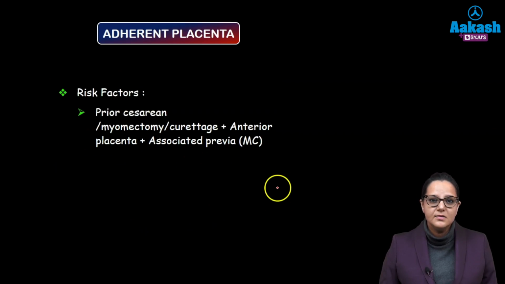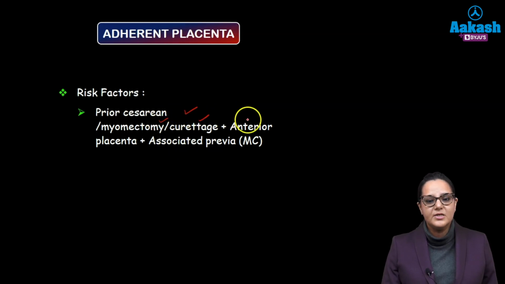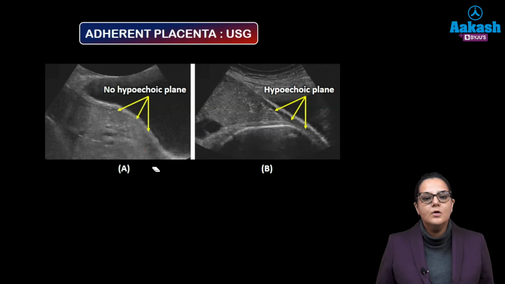What are the risk factors? The most common risk factor that we need to remember is any previous scar on the uterus. It can be a prior cesarean section, a previous myomectomy, or a previous D&C. Plus, if the patient has an anterior placenta or an associated placenta previa, then the risk of suspicion is very, very high. Okay. So how does the adherent placenta look on ultrasound?